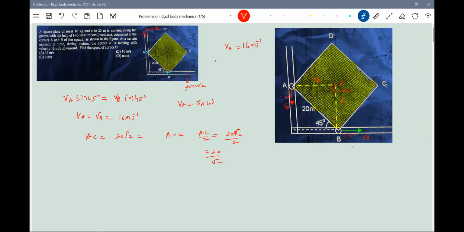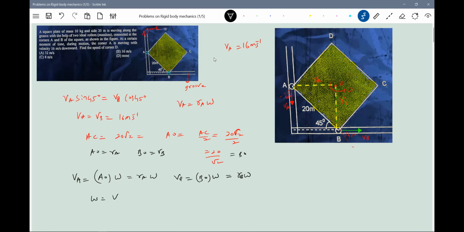Now we know the value of AO. Can we get the omega? AO or BO, both are the same. This is also equal to BO. So VA equals AO into omega, or RA omega. Now we know VA and RA, so we'll get the omega. Similarly, we can also write VB equal to BO omega or RB omega.